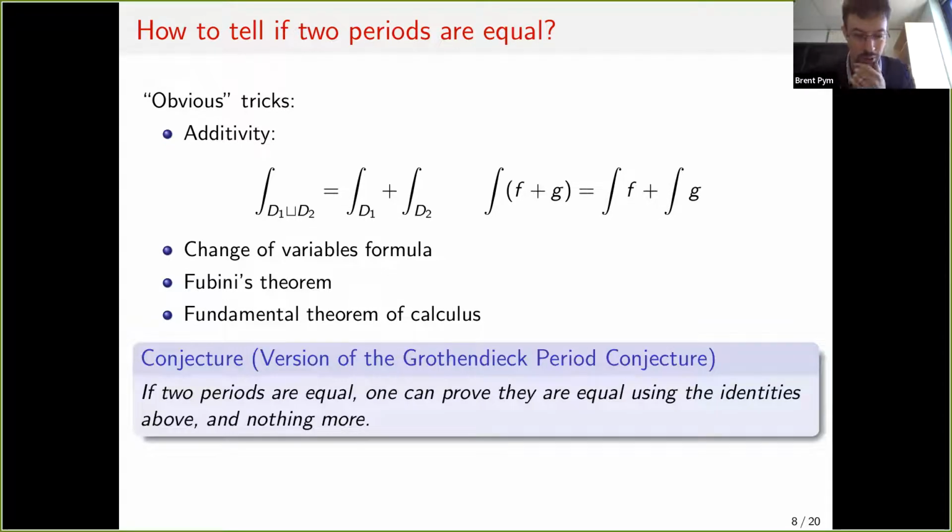And so it turns out that people have thought quite a bit about this and come to the suspicion that these obvious tricks are the only possible reasons why periods would be equal. So more precisely, there's a conjecture, which is a version of a so-called Grothendieck period conjecture. And what it says is that if you have two periods which are equal, then you must be able to prove it only using the identities above and nothing else.